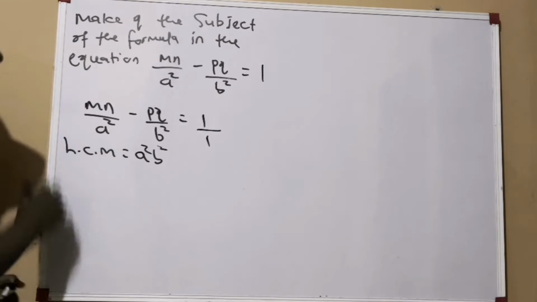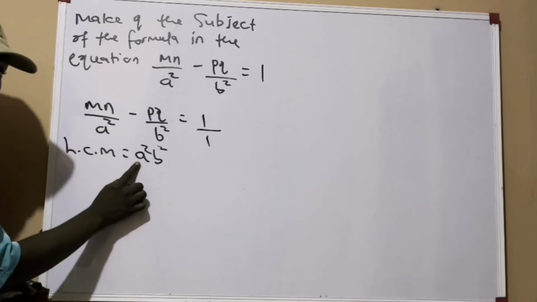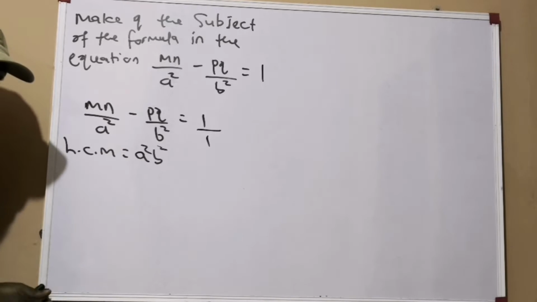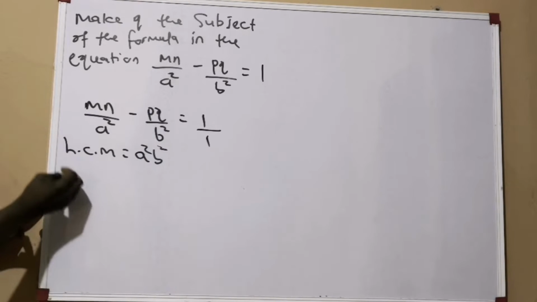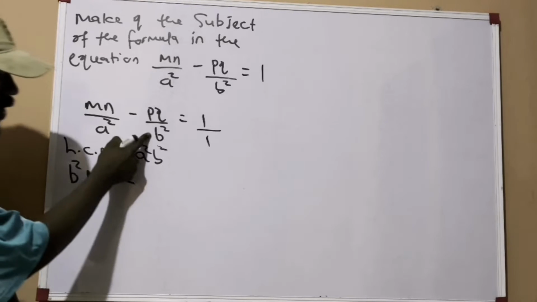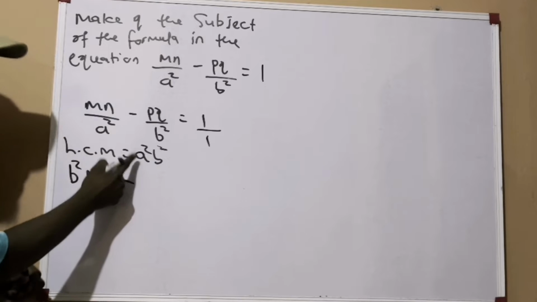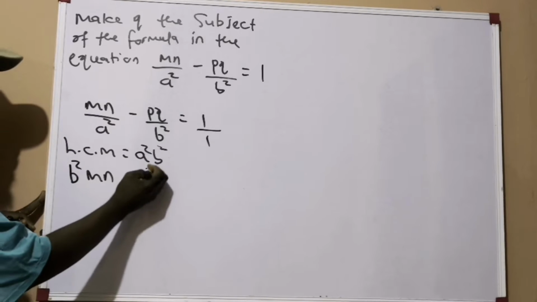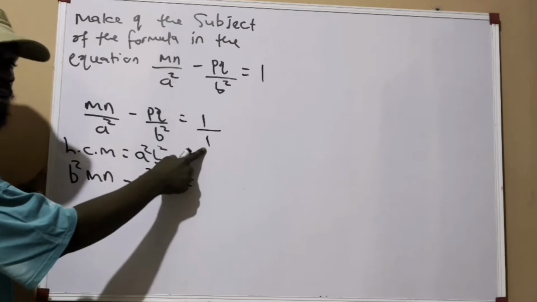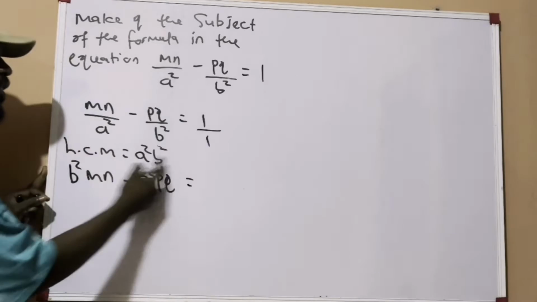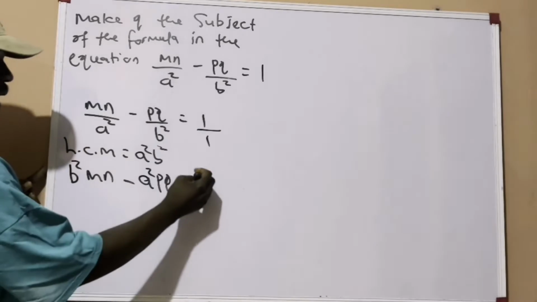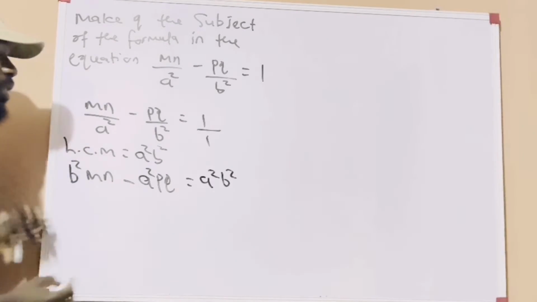Now, the first denominator I have here is a squared. So, if a squared should cancel out a squared, I will have b squared left. Now, b squared multiplies the numerator, which is mn. Now, b squared times mn gives us b squared mn, minus. Now, if b squared should cancel b squared, I have a squared. Now, a squared times pq will give us a squared pq. Now, equal to. Now, I have 1 here as my denominator. If 1 should cancel a squared b squared, I also get a squared b squared. So, if a squared b squared multiplies 1, I also get a squared b squared.